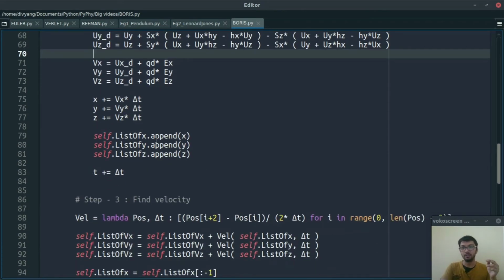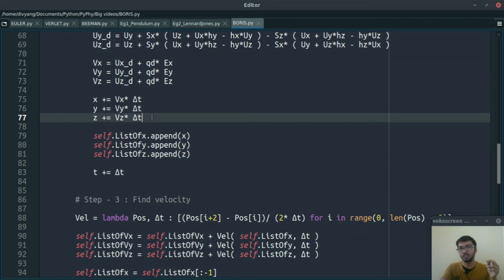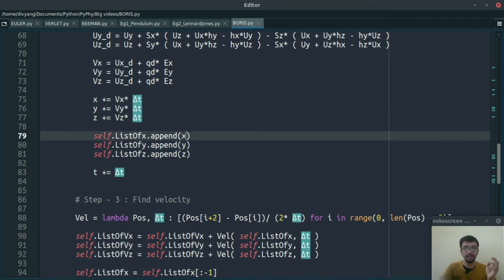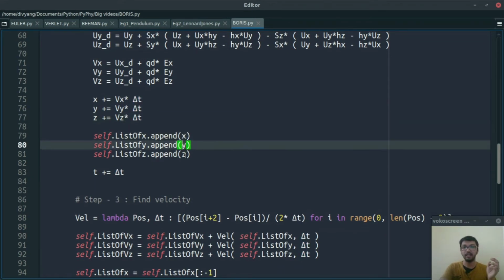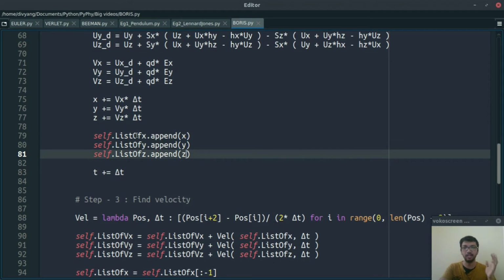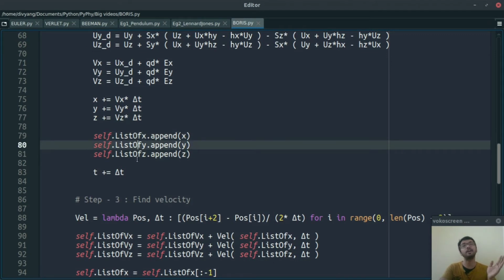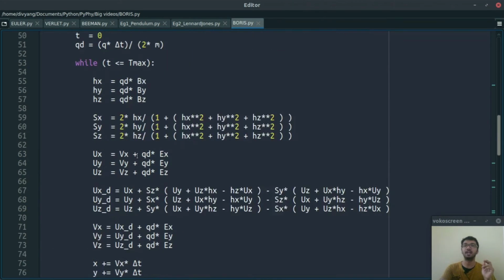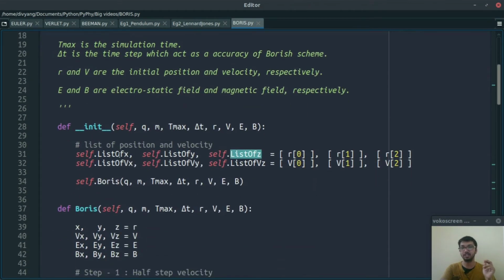Okay, so this is the position update, and to keep a record of my position, I am appending these x, y and z variables to the list of x, list of y and list of z, which I have defined in this initialization part.